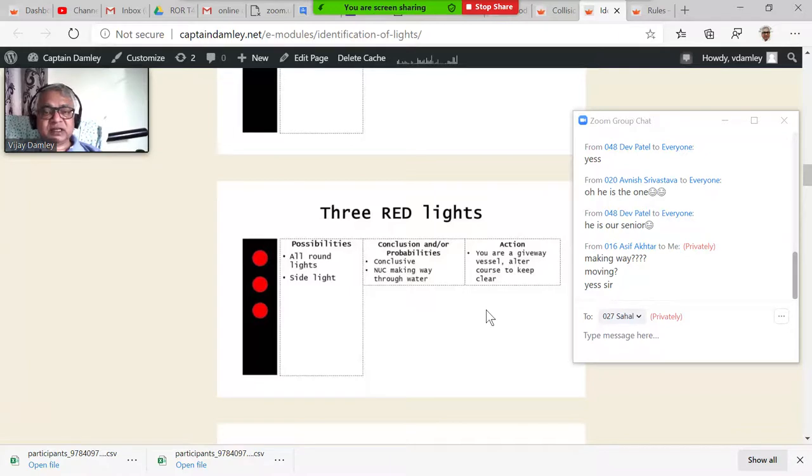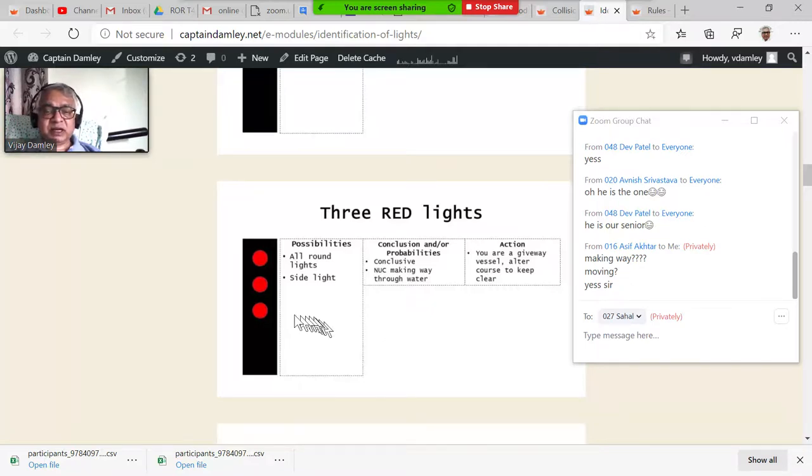But if it is a vessel constrained by draft, those three red lights don't come alone. They come with additional lights, like masthead lights. The masthead lights will separate those three red lights from this combination. If you see only three red lights, it means it is not constrained by draft. This means vessel not under command, two lights here, and this is the side light. It is just that the combination is looking vertical.